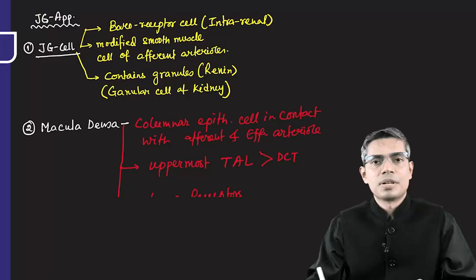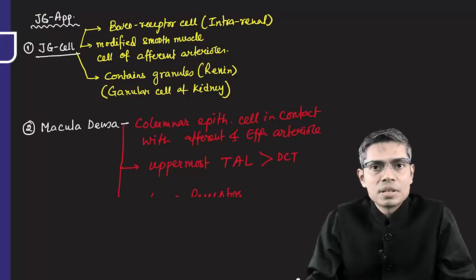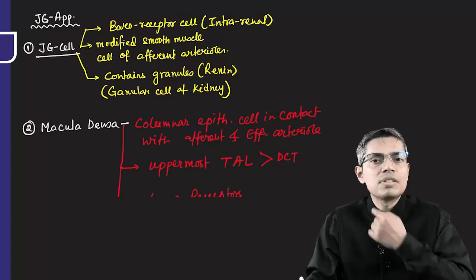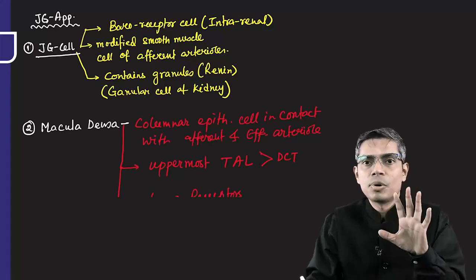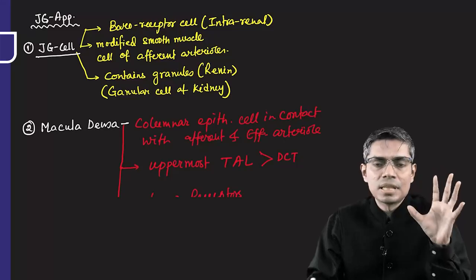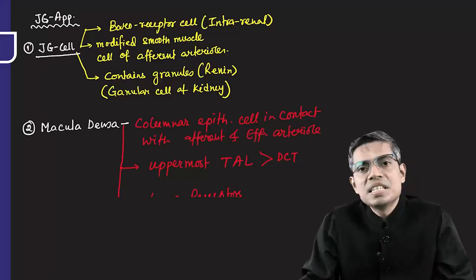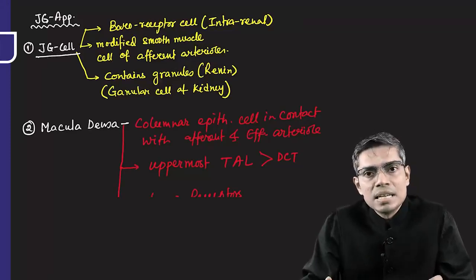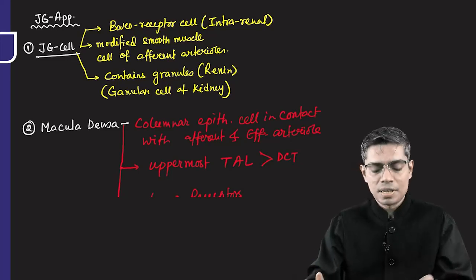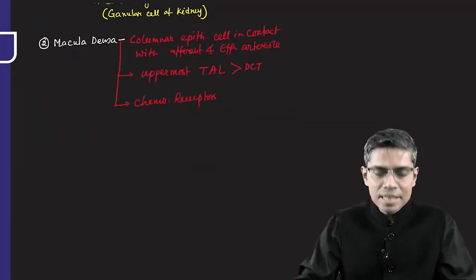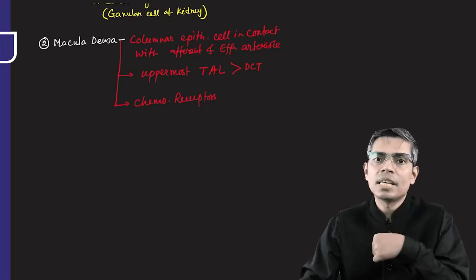Intrarenal baroreceptor cell, because pressure sensing cells are known as baroreceptors, right? The baroreceptors which are located in the carotid sinus and aortic body are systemic baroreceptors. There are certain baroreceptors which are located inside the kidney, which are nothing but the JG cells, known as the intrarenal baroreceptor. Similarly, the systemic chemoreceptors are located in the carotid body and aortic body.